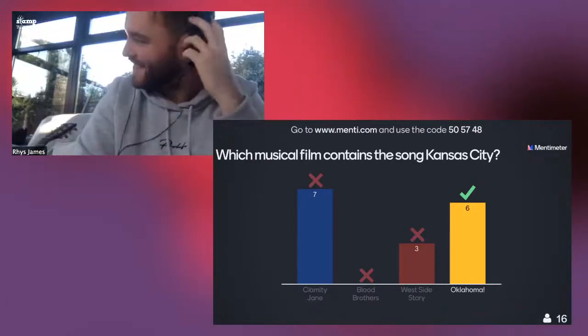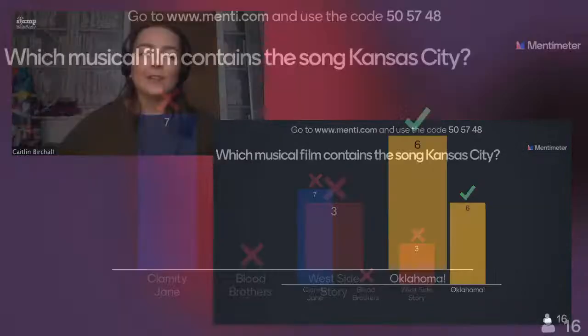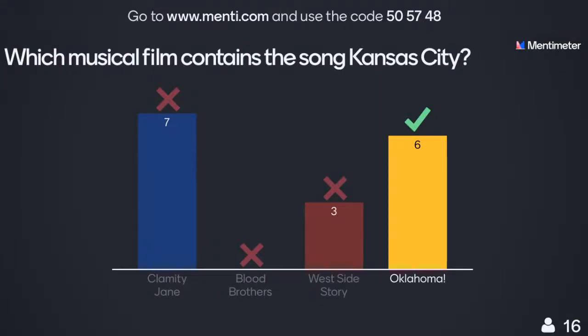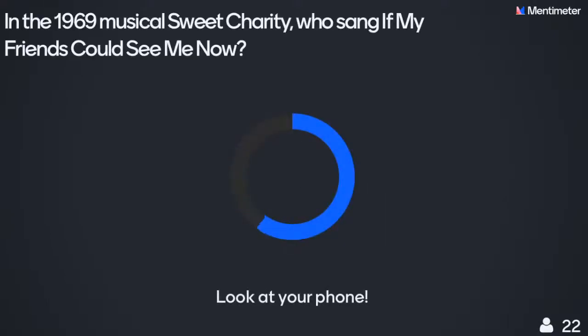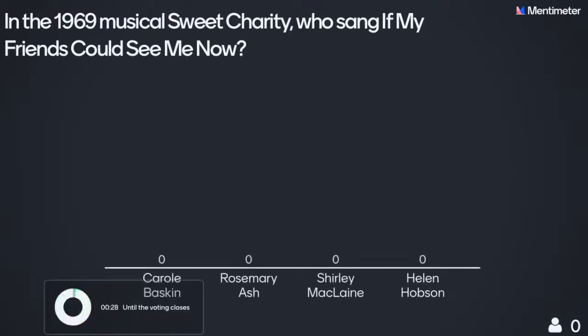Right. Moving on to the next question. Let's all forget about Calamity. Okay, so your next question is coming up on your screen now, and it is: in the 1969 musical Sweet Charity, who sang If My Friends Could See Me Now? Is it Carole Baskin, Rosemary Ash, Shirley MacLaine, or Helen Hobson?